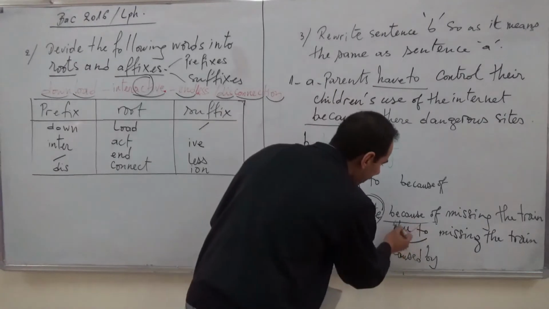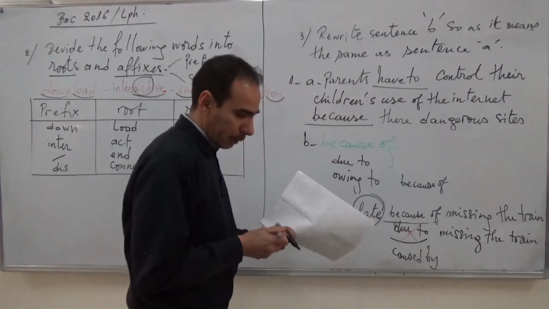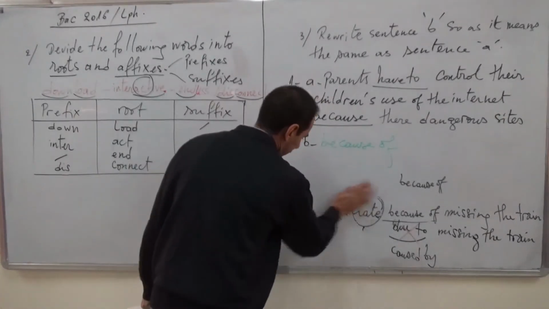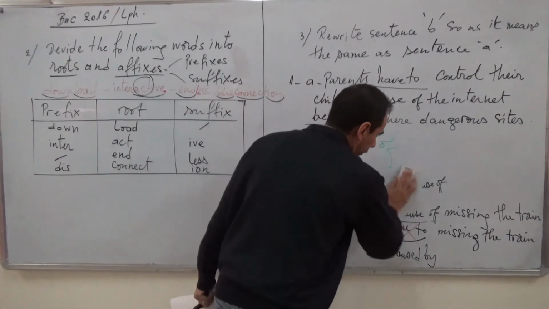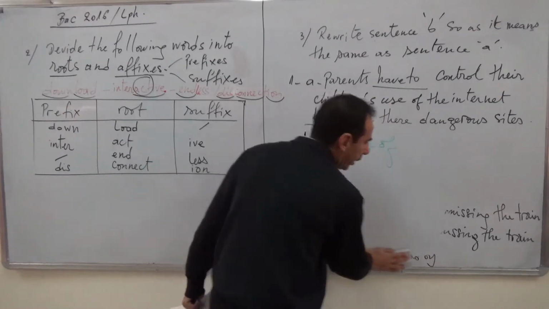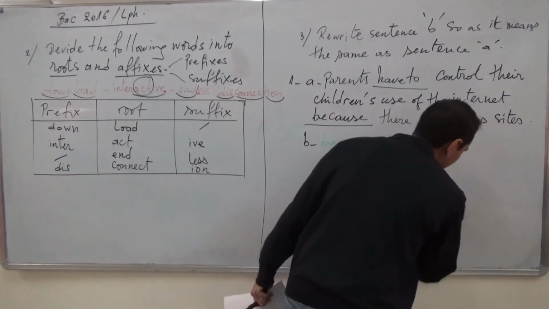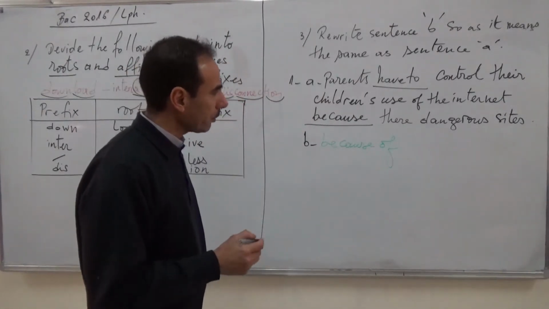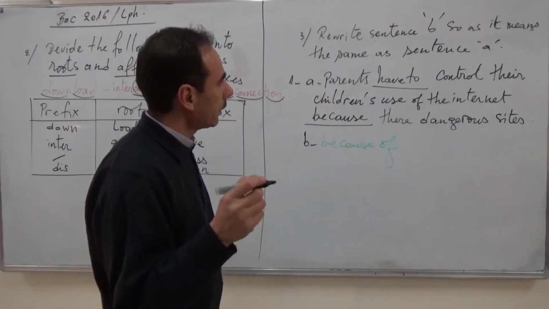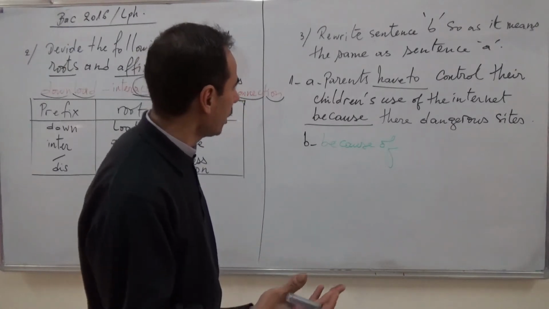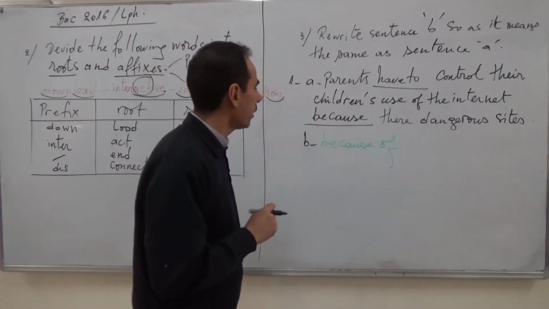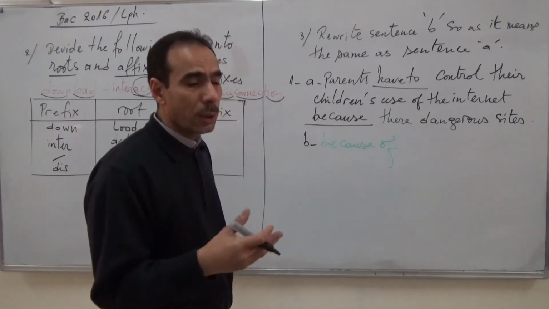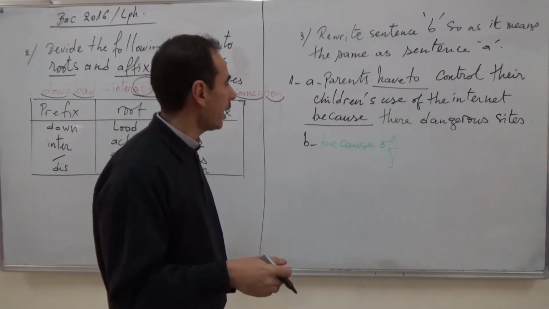Alright, so this is just a reminder for the use of due to and owing to. Don't forget that because of modifies verbs, phrases, adjectives, and it is also functioning as an adverb. Due to and owing to modify only nouns and pronouns.